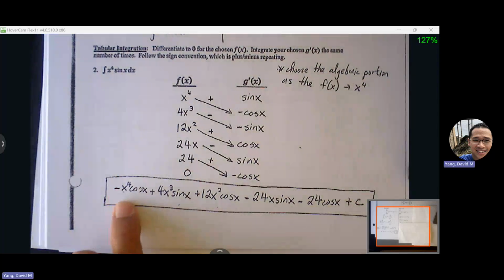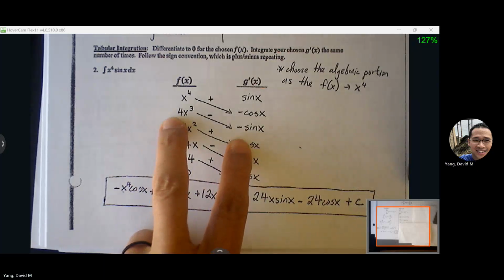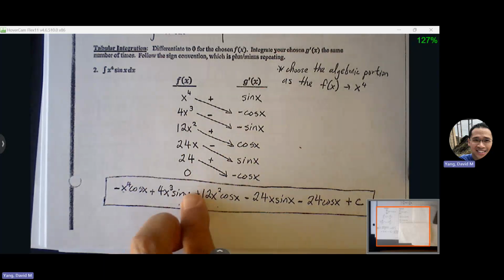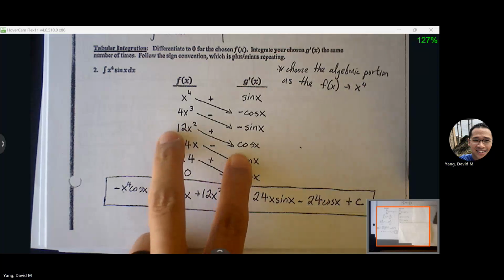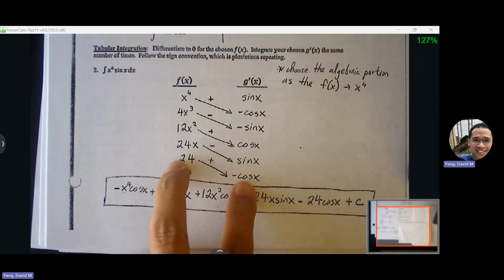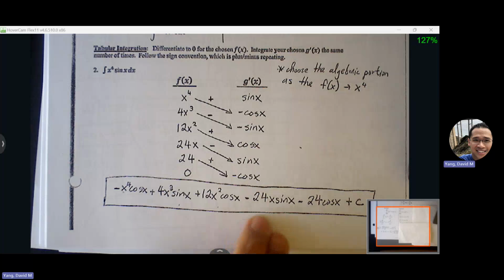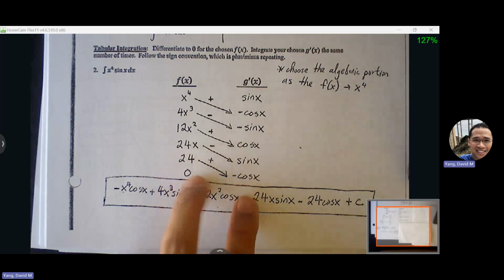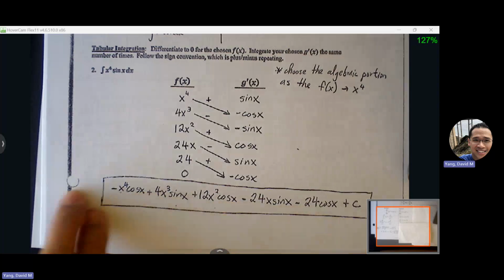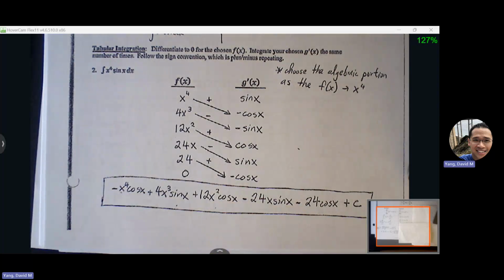Negative x to the fourth cosine of x plus 4x cubed sine of x plus 12x squared cosine of x minus 24x sine of x. Sorry, yeah, minus 24x sine of x minus 24 cosine x. This is an indefinite integral, so don't forget a plus c at the end. It's tedious, but it's a lot faster than having to go through the original integration by parts rules.